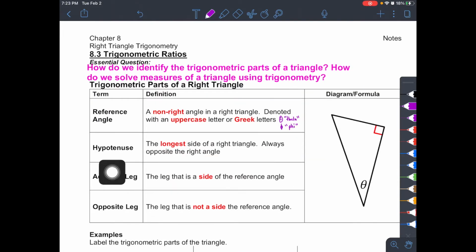The hypotenuse, remember, is the longest side of a triangle, always opposite the right angle, right? The next two parts you guys are going to be a little familiar with. You know what legs are, okay? But now we're going to talk about the adjacent and opposite, right? Now we might be talking about to what? And that is the reference angle, right? So the adjacent leg is the leg that is a side of the reference angle. The opposite leg is the leg that is not a side of the reference angle.